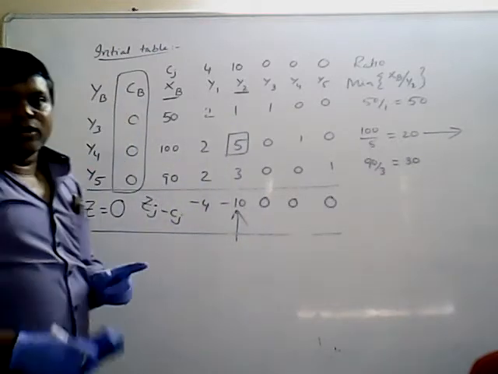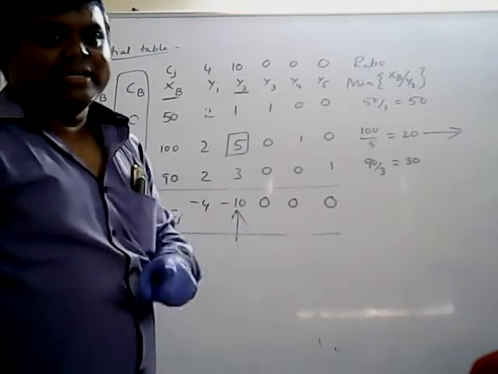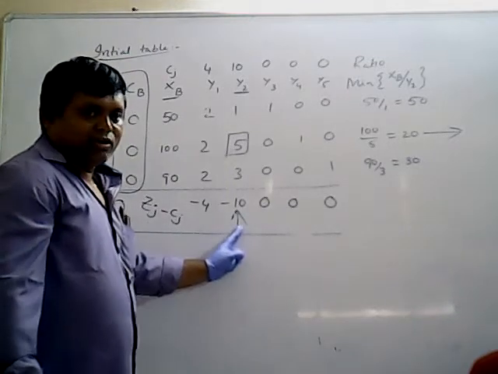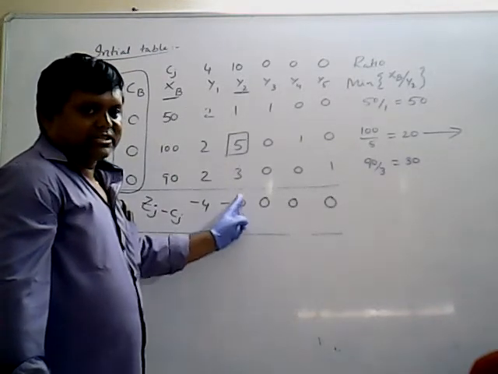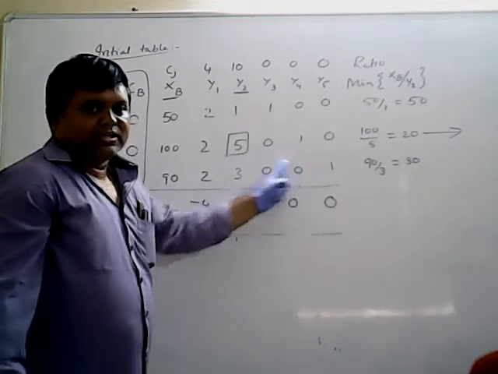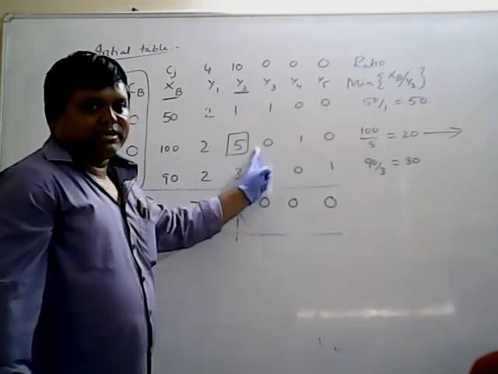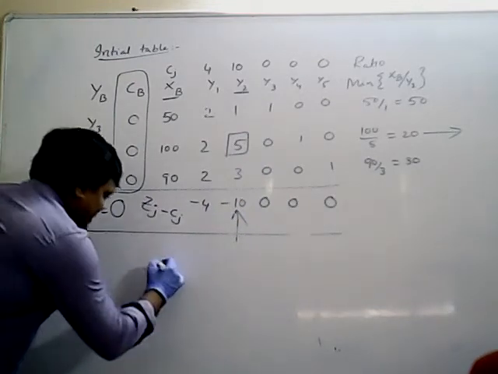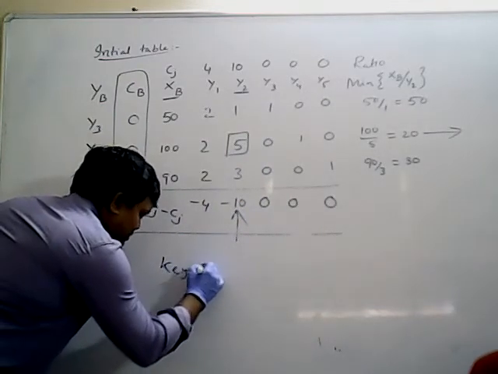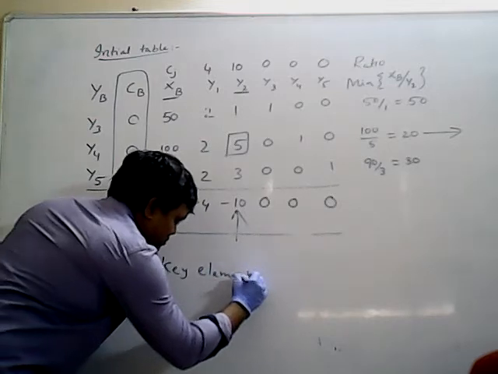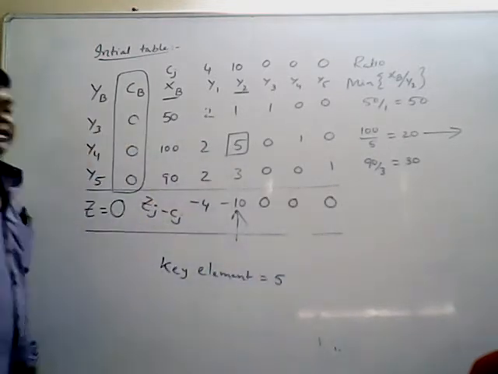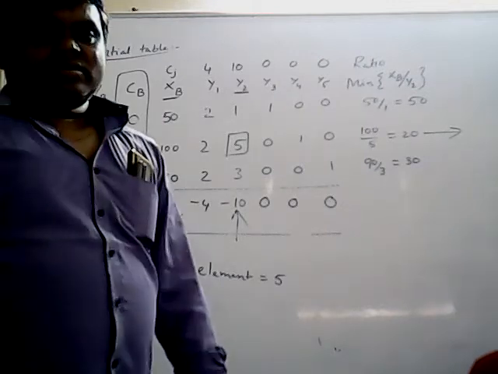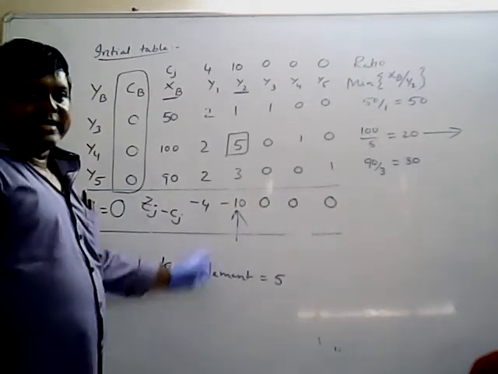Again I am repeating how to identify the key element, leading element or pivotal element. The element which is common to the entering column and deleting row. The second row is deleted. That's why entering column, deleting row. What is the common element? 5. So what is the key element now? Key element equal to 5. Okay, I think all of you understood up to this. Key element equal to 5.